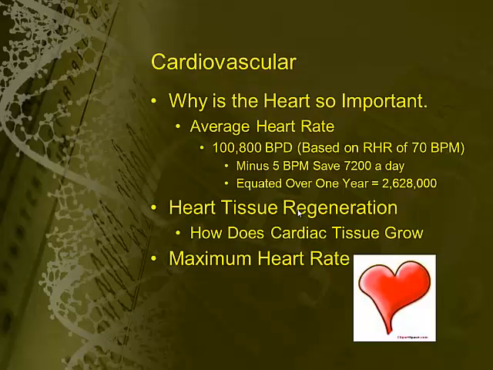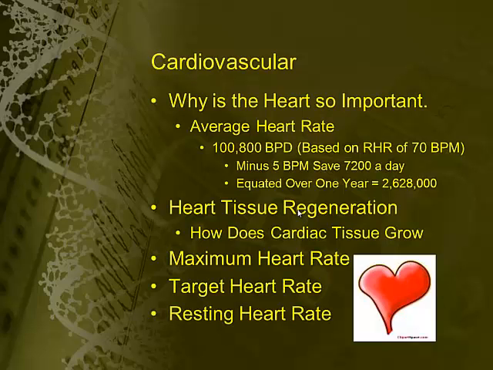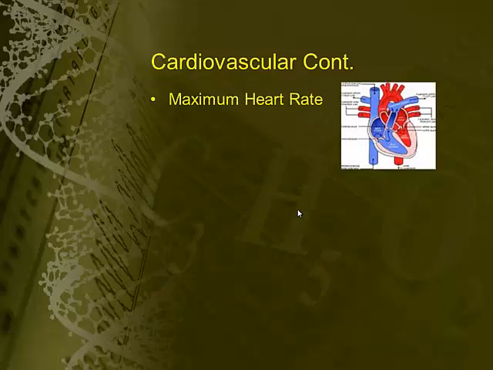All right. So what is our maximum heart rate? Some of you have been exposed to this already because you had to do your fitness performance test. Some of you may not have. But our maximum heart rate, our target heart rate, and our resting heart rate are things we're going to talk about next. So our maximum heart rate is based on 220 beats per minute minus our age.